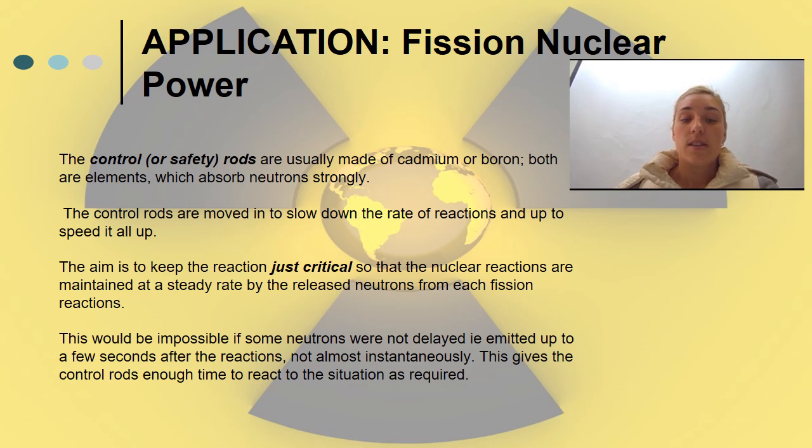This process of having control rods to be able to specifically control the rate of reaction would not be possible if some of the neutrons were not delayed when they're emitted. Sometimes when the fission happens, the neutrons are released up to 10 seconds later. So this gives the control rods enough time to react to the situation as needed.